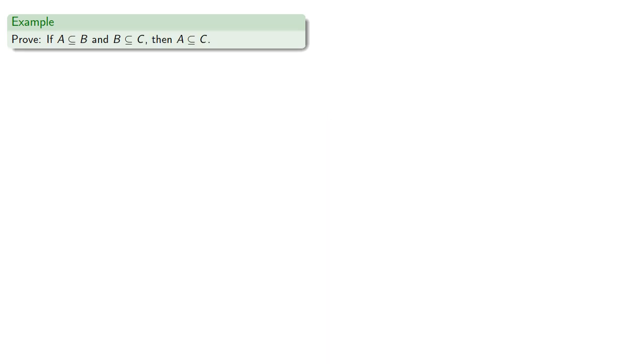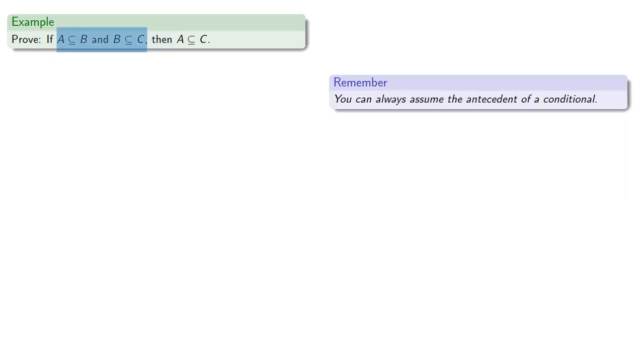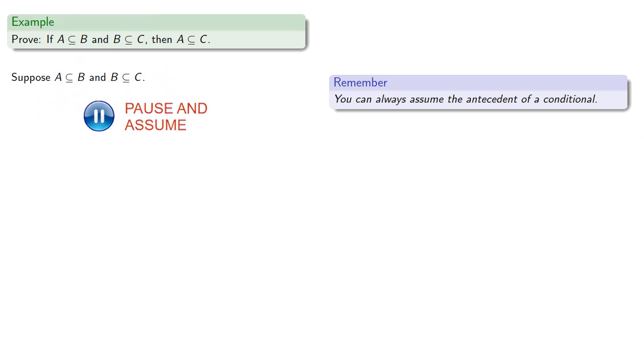Or we could take another example. So again, this is a conditional. We can always assume the antecedent. So let's go ahead and suppose that A is a subset of B and B is a subset of C. The last line that we write is what we actually proved, and so we want to make sure that our last line is A is a subset of C.